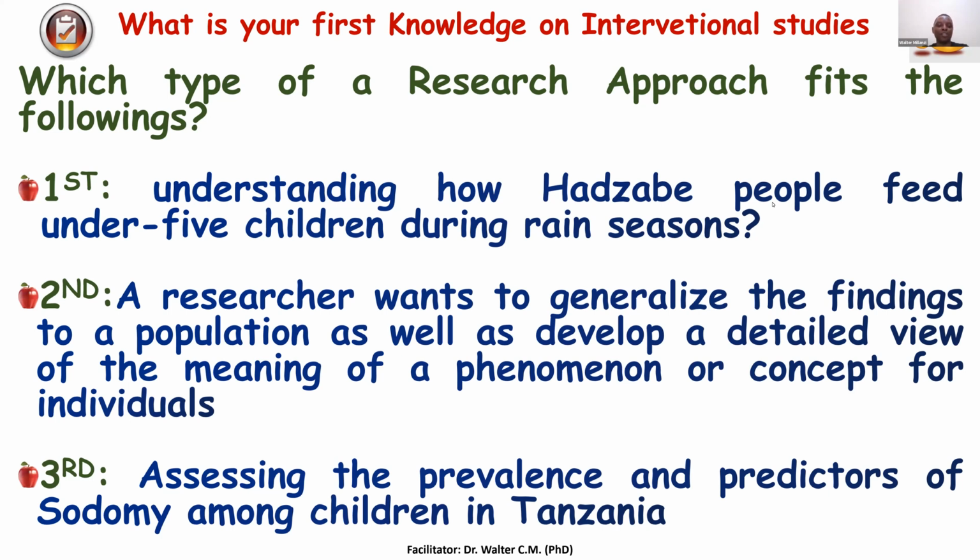And then in the second, we have a researcher who wants to generalize the information to a population, as well as develop a detailed meaning of the phenomena. So such a research, our colleague is going to conduct. What do you think is the research approach that fits here? Then the third, we want to assess the prevalence and the predictors of sodomy among children in Tanzania. And then you are given an opportunity to say what research approach is appropriate to this research.